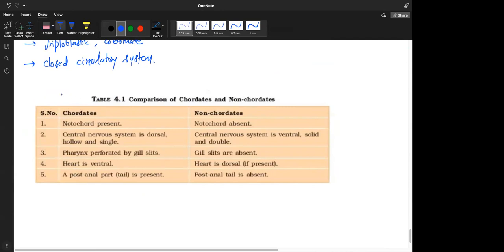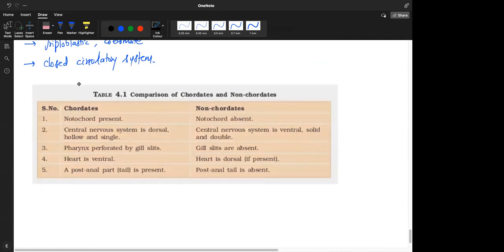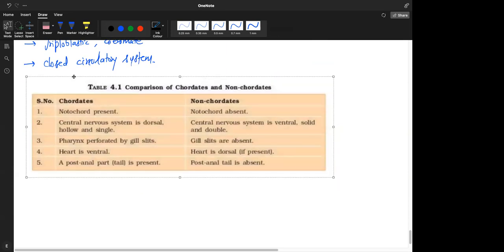Can you see this table as well on the screen? Yes, sir. Now continue. Chordates, heart is ventral. Non-chordate, heart is dorsal if present. Chordates, a post-anal tail is present. Non-chordates, post-anal tail is absent.